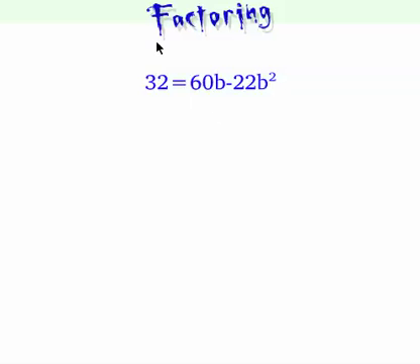All right, we're trying to solve an equation using factoring. Here's our equation: 32 is equal to 60b, take away 22b squared. And what I want to do is get everything on one side and 0 on the other, so I can have a nice trinomial to try and factor.